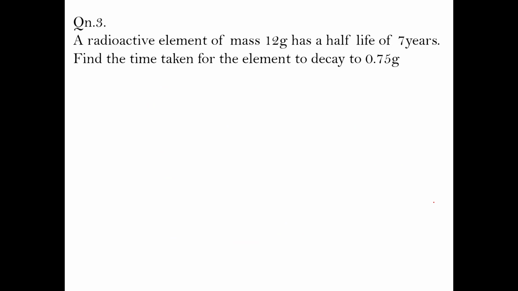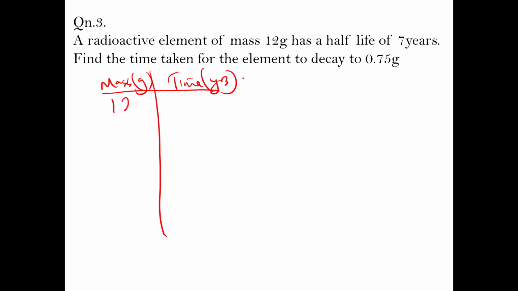Lastly, number 3. A radioactive element of mass 12 grams has a half-life of 7 years. Find the time taken for the element to decay to 0.75. So you must be having the original and the final. So let me use the table. So we have the mass in grams, we have the time in years. And the original mass is 12 grams, the time is 0. So the remaining mass is 0.75.